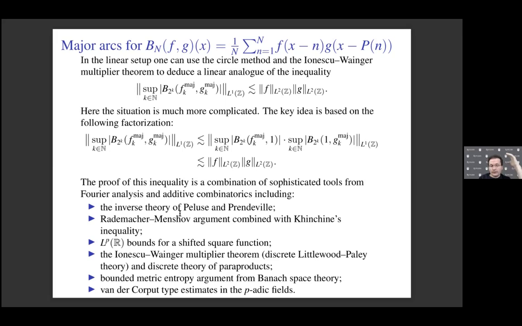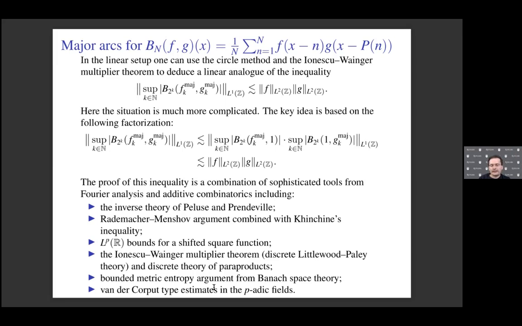And we also had to use some kind of Rademacher-Menshov argument combined with Khinchin's inequality and L^p bounds for a shifted square function, Ionescu-Wainger multiplier theory, which, as I said before, gives rise to the discrete Littlewood-Paley theory, as well as some discrete counterpart of the theory of paraproducts. We also use some bounded entropy argument from Banach space theory.